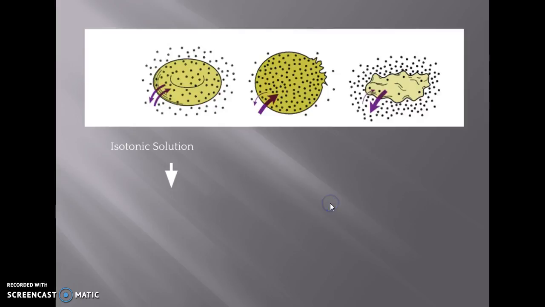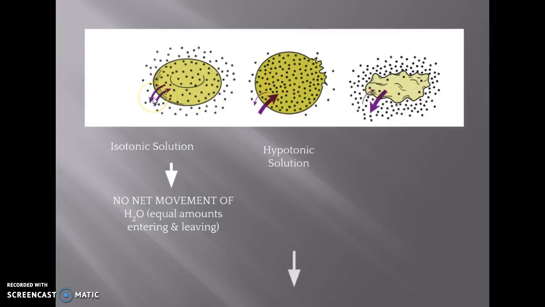Okay, here's just another view of what's going on. So here is a red blood cell in an isotonic solution. No net movement because the water concentration is equal on the inside and on the outside. Here is a cell in a hypotonic solution. Water moves in, causing the cell to burst, and that is what we call cytolysis. So when the cell bursts open, it's called cytolysis. And here's a cell in a hypertonic solution. So water is moving out, causing the cell to shrink, and that is what we call plasmolysis.